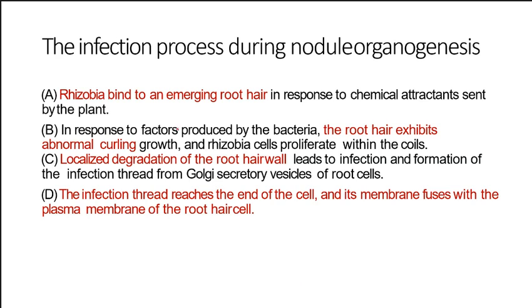So see here the steps I have discussed. Bacteria first come in contact with the root hair. After that the curling occurs. When the curling occurs, there is a degradation of the root hair wall, which is a cell wall, and the infection thread is formed. How is the elongated thread formed? By the fusion of the Golgi vesicles of the root cells. After that, once it reaches the end of the cell, it fuses with the plasma membrane of the cortex. Okay.